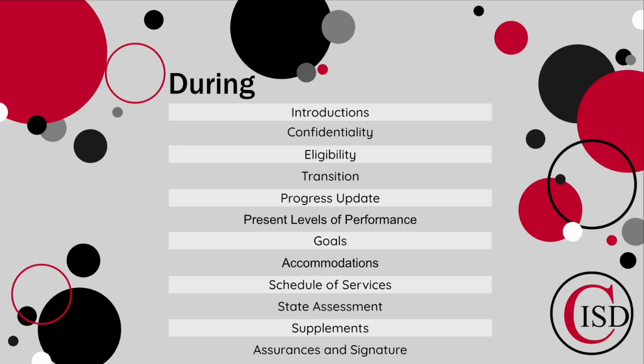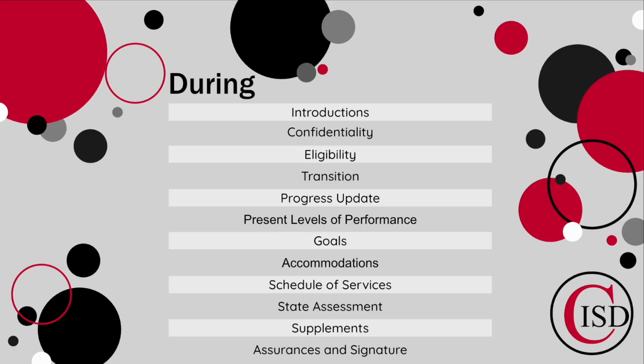Goals are at the heart of the IEP. They outline what we want your child to achieve over the next year. After the goals are identified, we decide on accommodations, supports, and services, including how much time your child needs in the instructional settings that will best help them meet those goals.